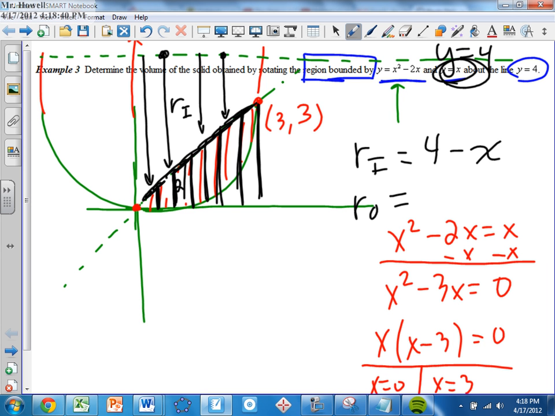So then for the outer one, it would be the function of that, x squared minus 2x, minus that. Yes. So again, wait, say it one more time. One more time, Karen.